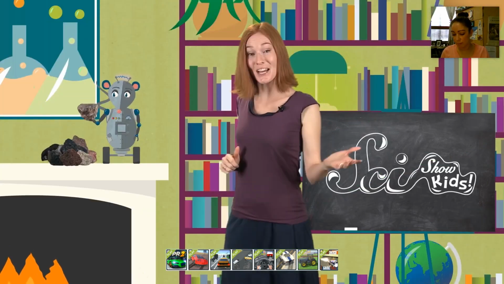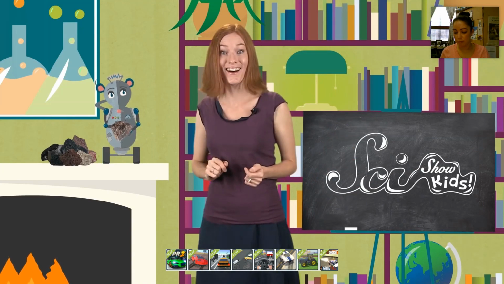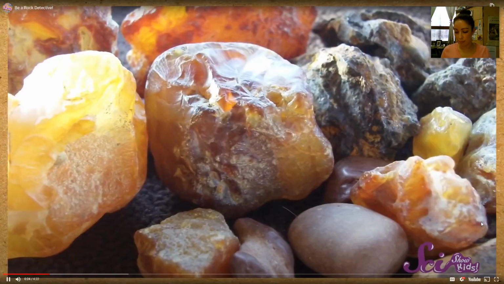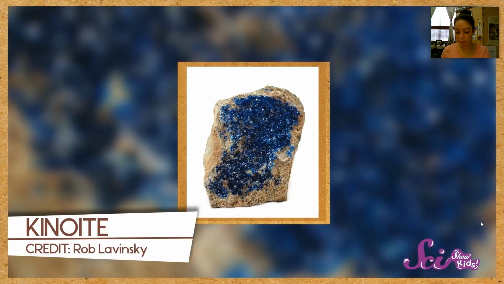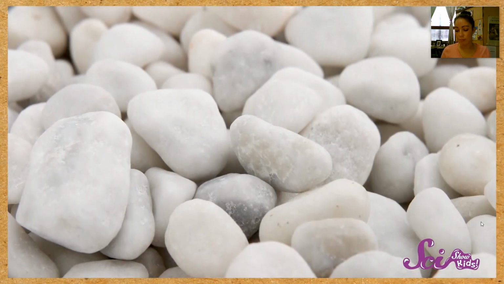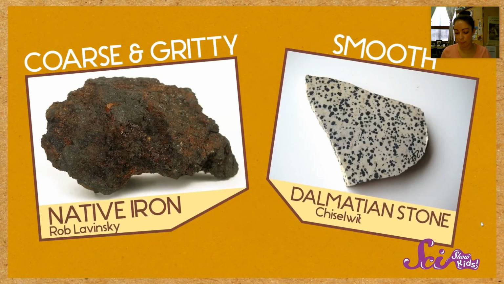Hi guys, Squeaks and I are checking out our rock collections. Ooh, that's a nice one. Now, some people might wonder why we collect rocks. I mean, a rock's a rock, right? Well, you've probably noticed that rocks don't all look the same. Some of them have speckles or little bits of what look like glitter, and some of them are just one color. And rocks don't feel the same either. Some are coarse and gritty, and some are smooth.